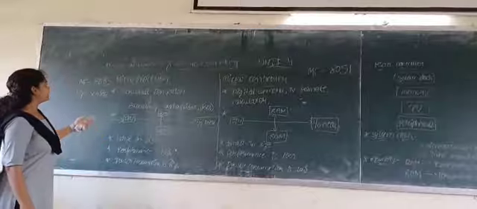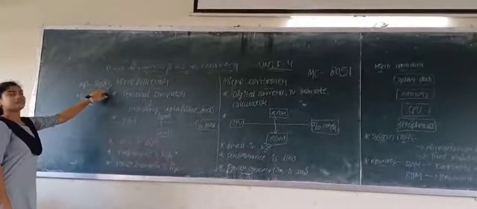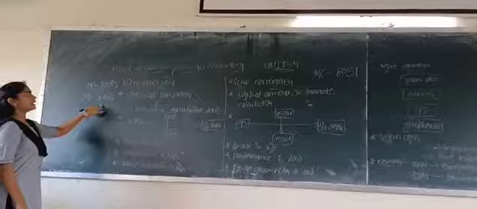And we have two types in this. One is microprocessor 8085 and the other one is microprocessor 8086.